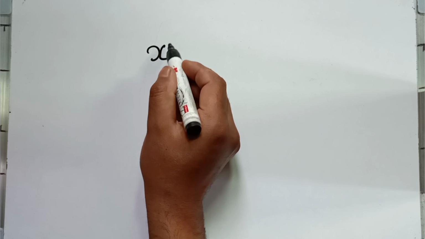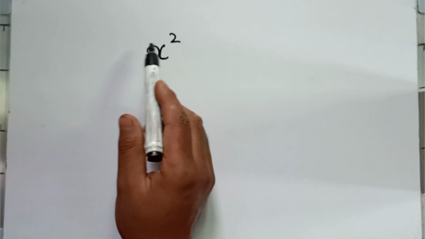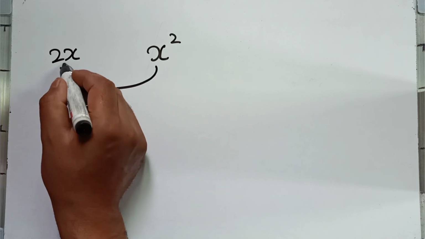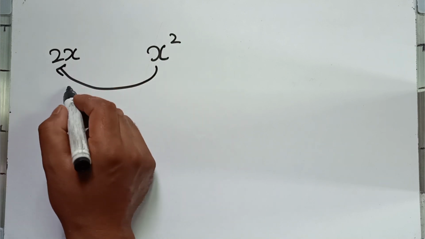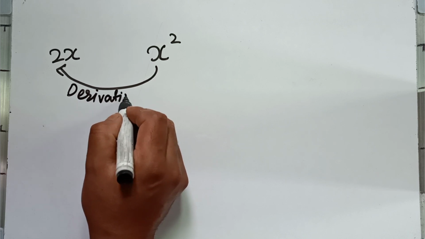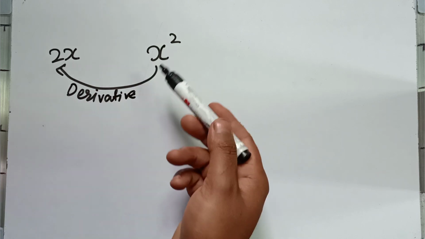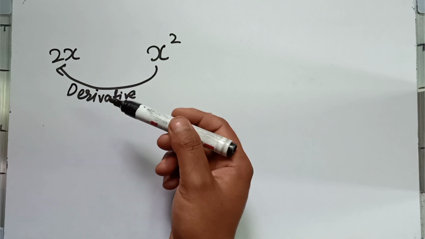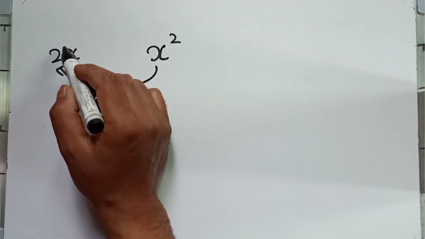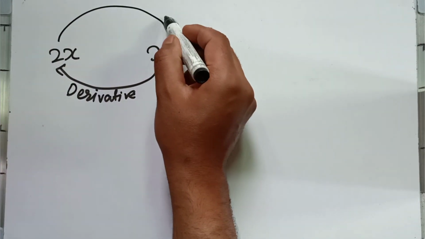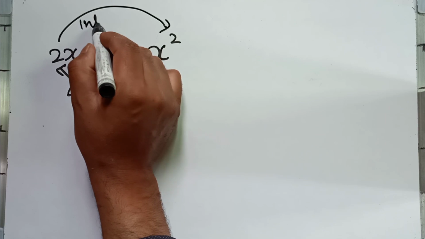Let's have an example. If we have x squared, we know the derivative of x squared is 2x. That is derivative. Now if we reverse the process, as we know, integration is the reverse process of differentiation. This means the integral of 2x is x squared. So here it is integral.